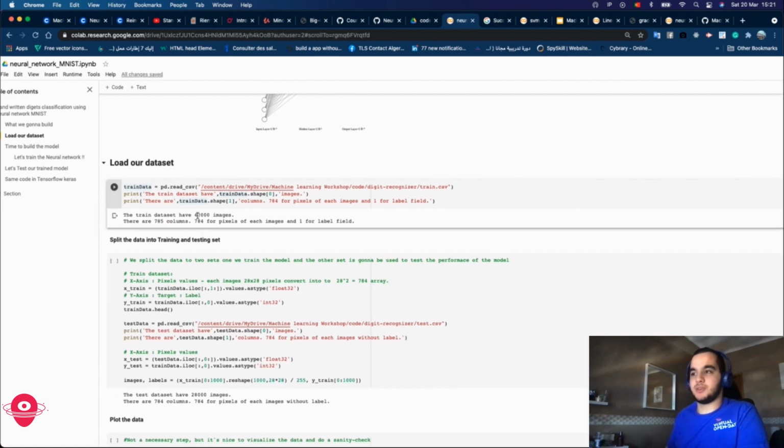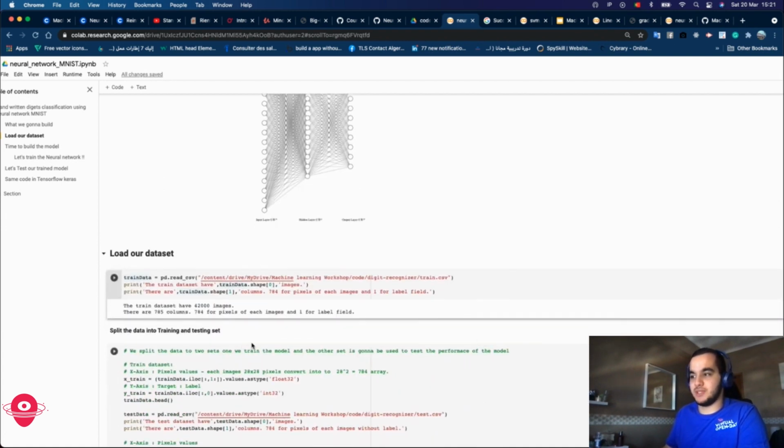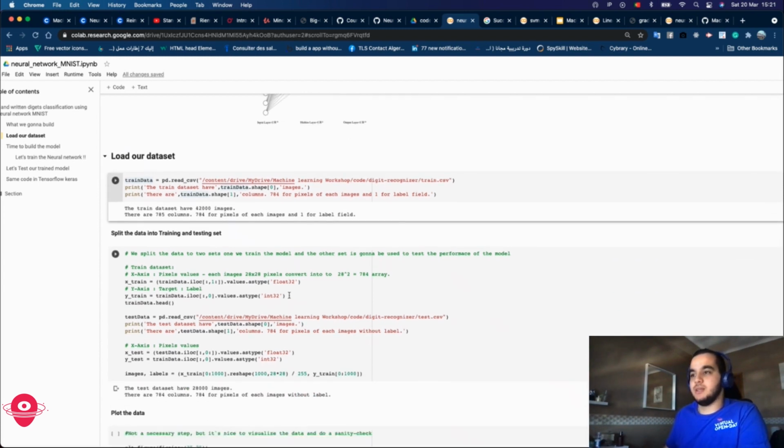So our data consists of 40,000 images, and it has 785 features. In the linear regression and house prediction problem, we had just one feature, which was the size of the house. But in this case, we have a lot of features, more than 700. And for the label, we have just one label per image, so each image is going to have one number inside.